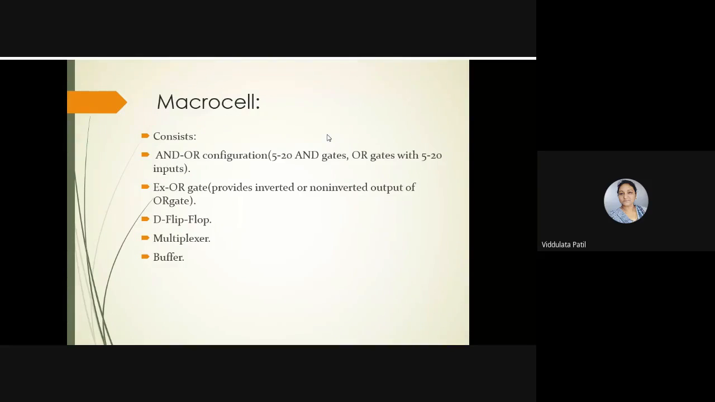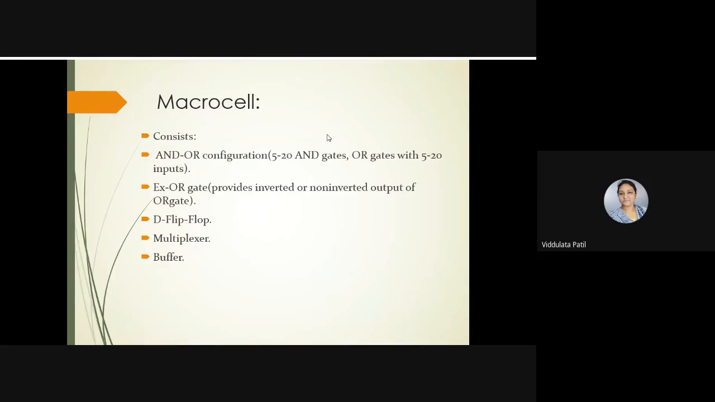Okay, but the input which is applied to these OR arrays or OR gates is 5 to 20, depending on how many AND gates are there. So based on that, it will be decided how many OR gates are connected. At the same time, there is an XOR gate which provides inverted or non-inverted output of the OR gate, and then there is a D flip-flop, and then a multiplexer and buffer. Okay, so these are the components which are present in the macro cell of this CPLD.